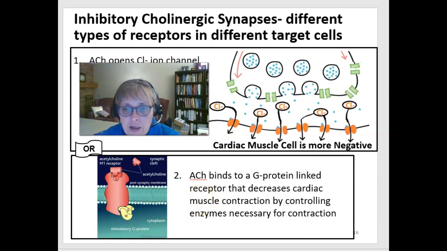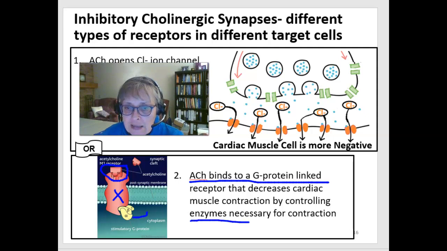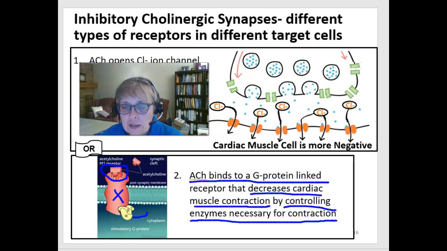In this case, acetylcholine binds to a G protein linked receptor, which is shown right here. I'll put a big X on it. So acetylcholine binds, that initiates a second messenger inside, maybe cyclic AMP, maybe calcium, but the ultimate result of that is that enzymes necessary for contraction are controlled. And so cardiac muscle contraction is decreased.